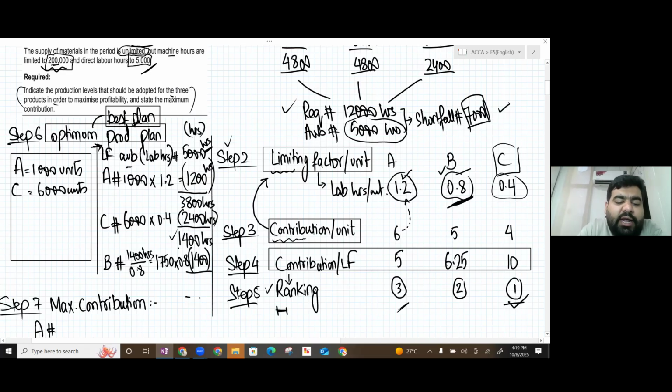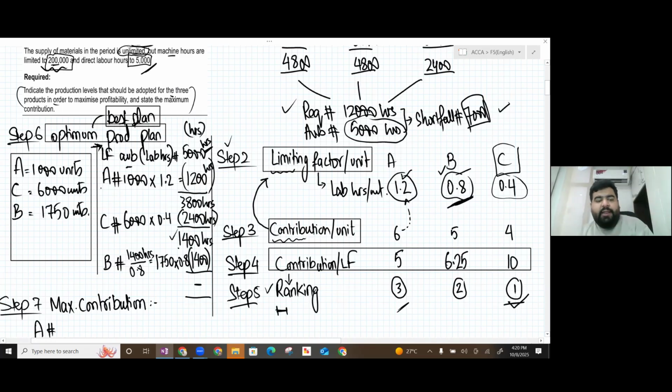So you can utilize 1,400 hours for B, but complete B will not be produced. Like the complete 6,000 units will not be produced, only 1,750 units. So for B, we'll write here that total units are not produced, only 1,750 units are produced.